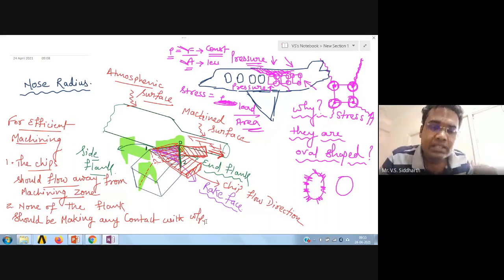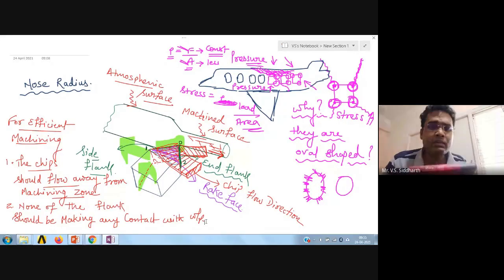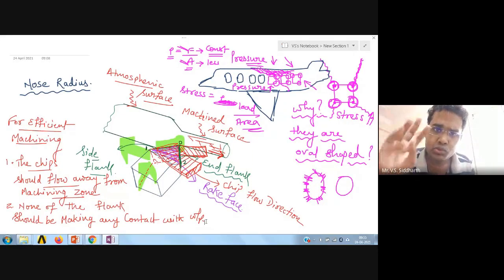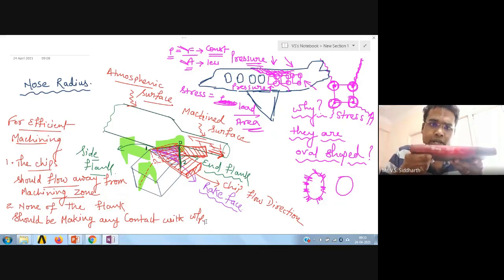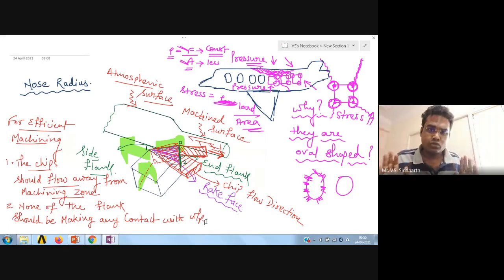Concavity or convexity will take place. So what I mean to say is, we can give only a maximum of two slopes to a surface. Okay, either like this or like this. So we can give a maximum of two slopes to a surface.